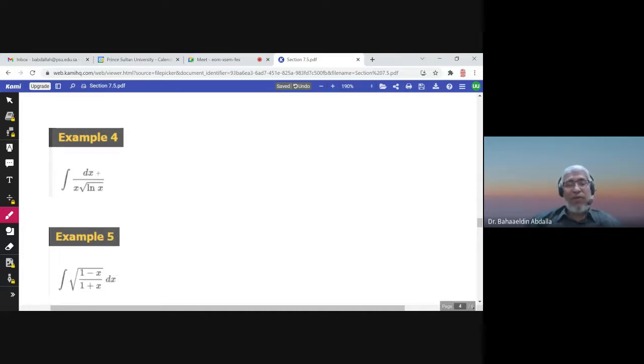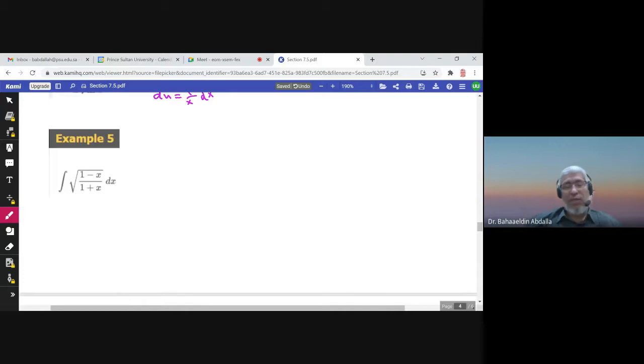If you look here, you notice that you have a usual substitution. If you take u equals ln x, then du would be 1 over x dx, and this would be the integral of du over square root of u. And you can continue easily.